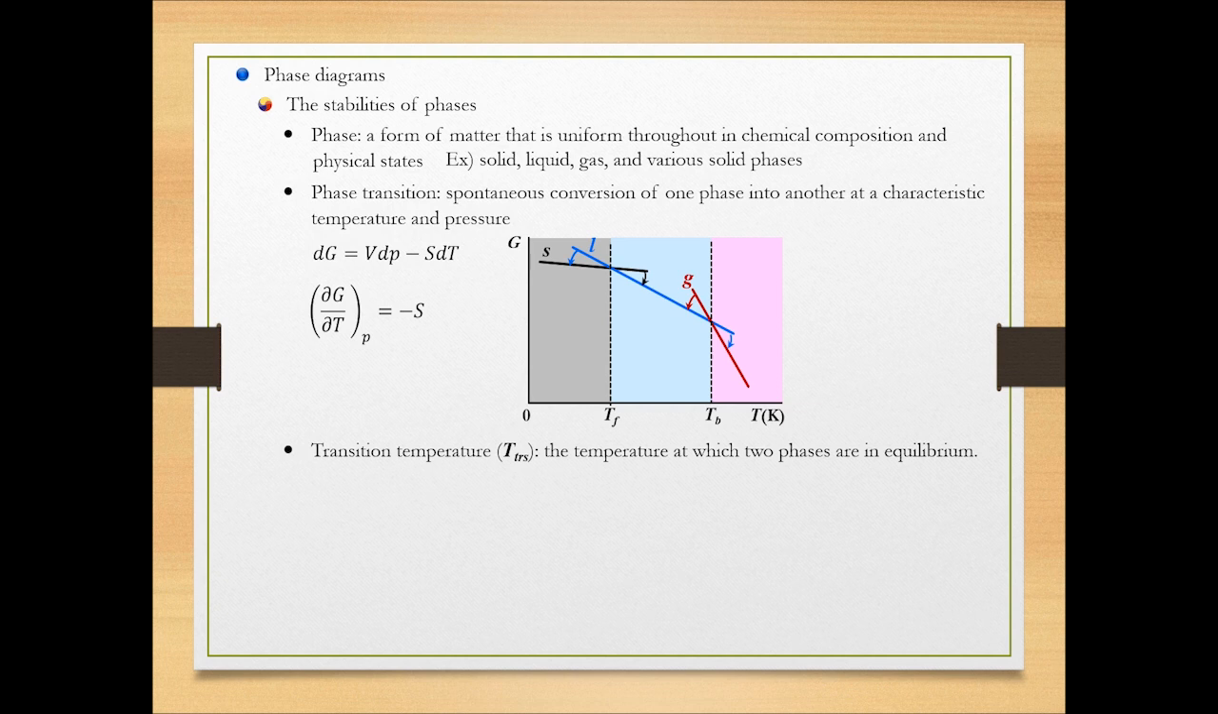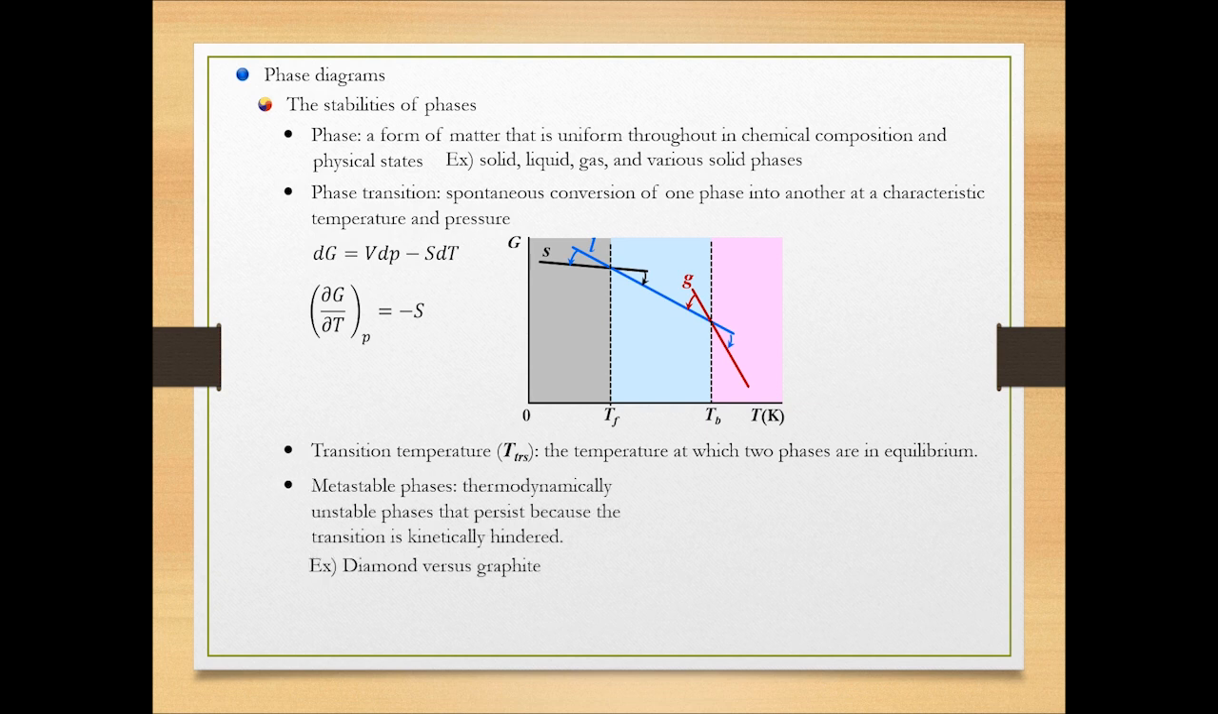A phase transition that is predicted by thermodynamics to be spontaneous might occur too slowly to be significant in practice. In other words, thermodynamically unstable phases that persist because the transition is kinetically hindered are called metastable phases. For instance, diamond is a metastable but persistent phase of carbon under normal conditions.